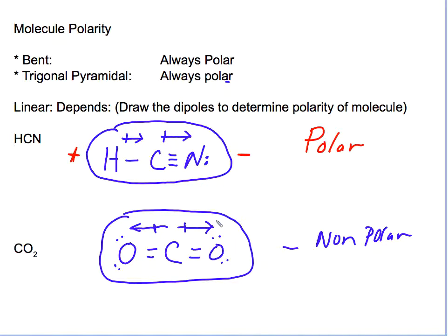One kind of easy way maybe to figure it out sometimes is, let's say you cut it right down the middle. If you cut it right down the middle, is it the same on the right as on the left? And if the answer is no, then it's most likely going to be polar. If you cut this one right down the middle and it's pretty much the same on both sides, it's going to be nonpolar. That's one way to look at it.